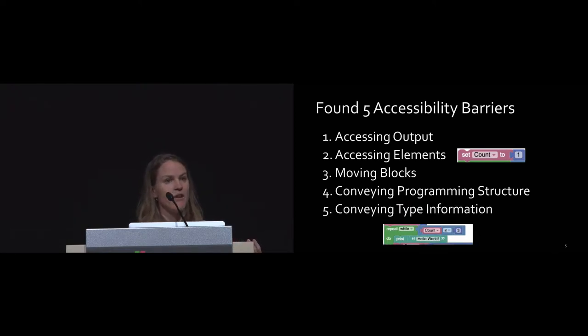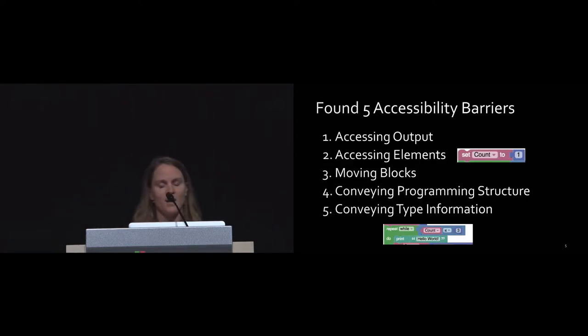And then the final barrier we found was that a lot of these block-based environments convey a lot of really rich information in the shapes of the blocks. So they convey certain types of type information about the blocks. For example, in this repeat while loop, it has a condition count less than or equal to 3. And the condition count less than or equal to 3 is a Boolean condition. It evaluates to true or false. And you can tell that it's a Boolean condition because it has a certain puzzle piece-like shape that indicates that it will fit into the repeat while block. And of course, this is conveyed through the shape of the block, so you don't get that sort of information if you use a screen reader.